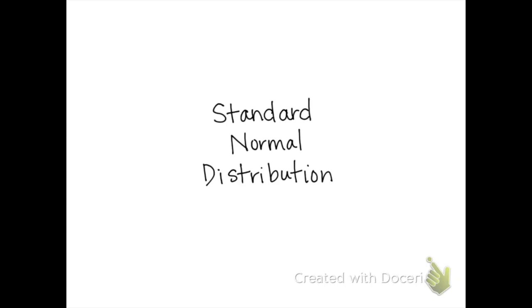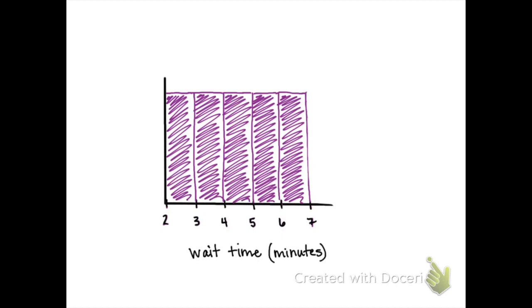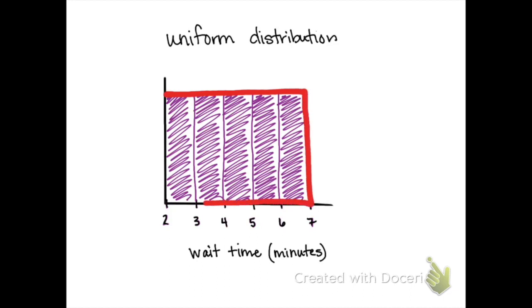To begin our conversation about the standard normal distribution, we are first going to start with an example that is uniformly distributed. Suppose that the wait times at a security checkpoint are uniformly distributed between 2 and 7 minutes. The resulting histogram shows that we have the data evenly distributed between 2 and 7 minutes where each bar is the same height. If we focus just on the area of this histogram, we know that this would be equal to 100% of our data.